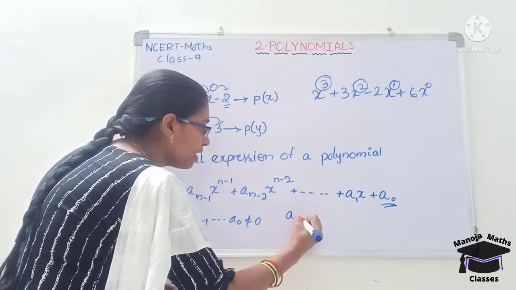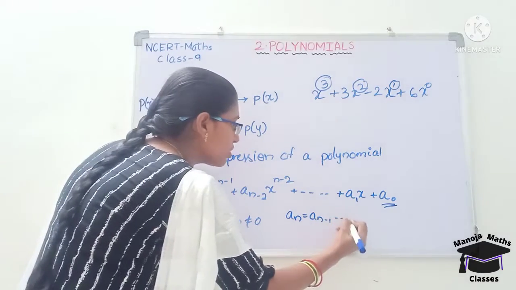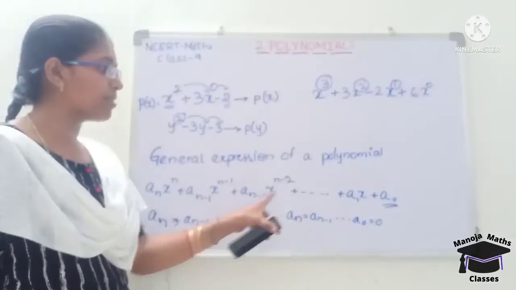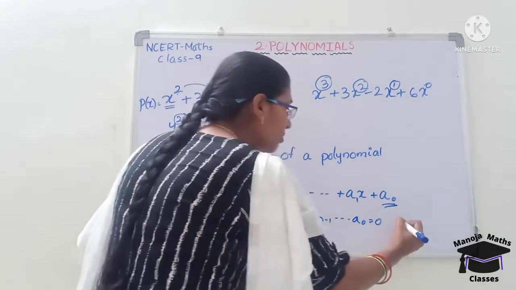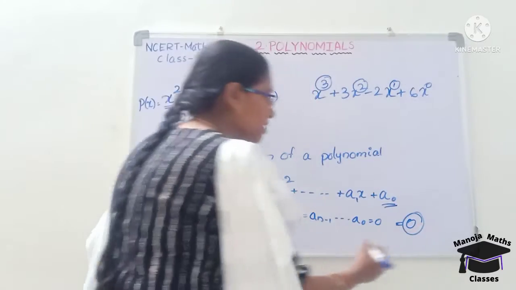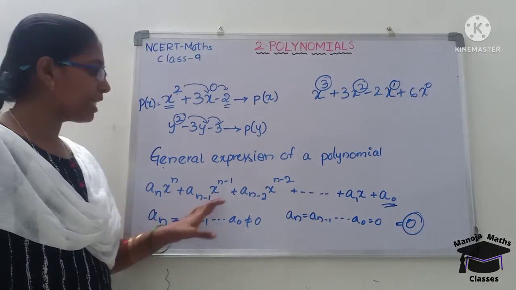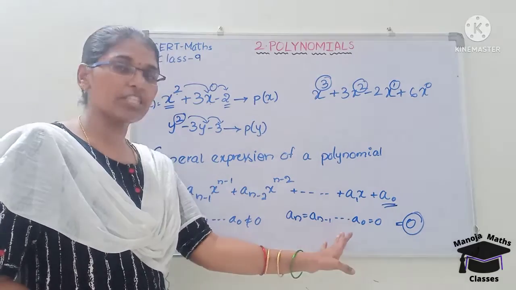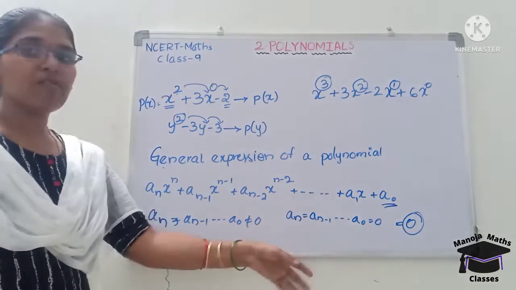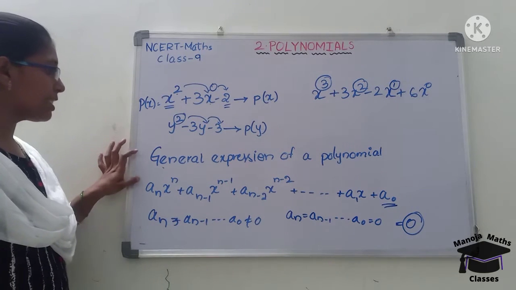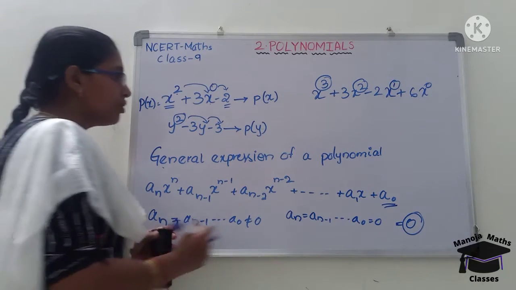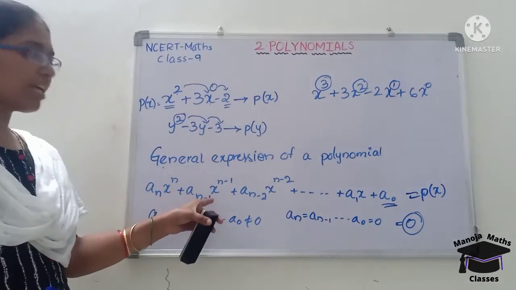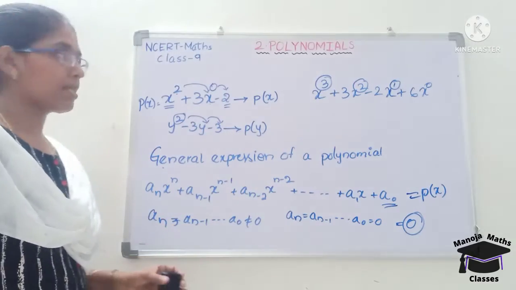If a_n, a_(n minus 1) and so on, up to a_0, are all equal to 0, what will become, children? If all these coefficients become 0, the polynomial will become 0. Then it will become the 0 polynomial. This is the general expression of the polynomial, children. General expression of the polynomial p of x. Here x is a variable, right? So it is p of x.